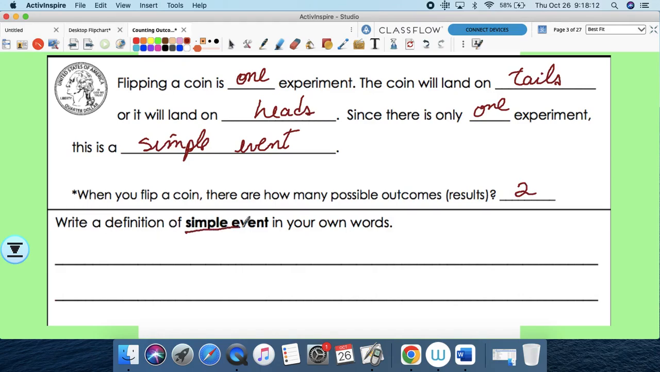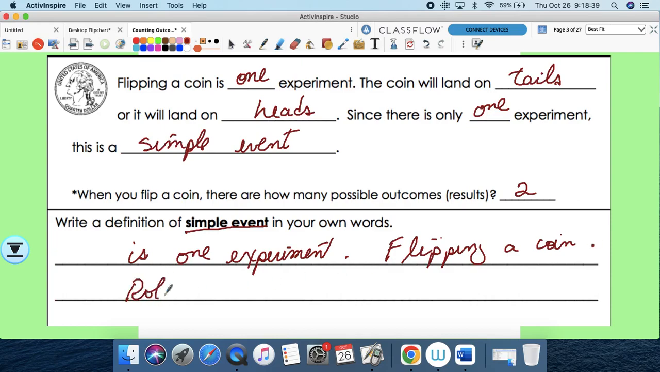So a simple event is an experiment. A simple event is one experiment. For example, flipping a coin. Or another example, rolling a die, a number cube. One time. Okay, flipping a coin, one time. Rolling a number cube, one time. Okay, those are examples of simple events.